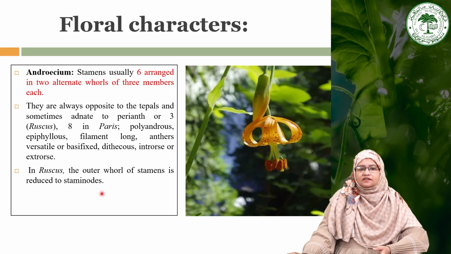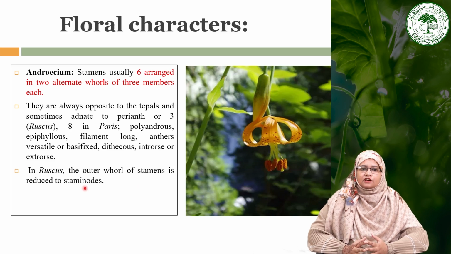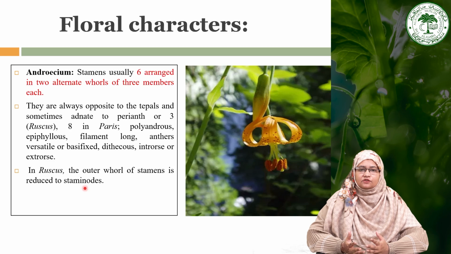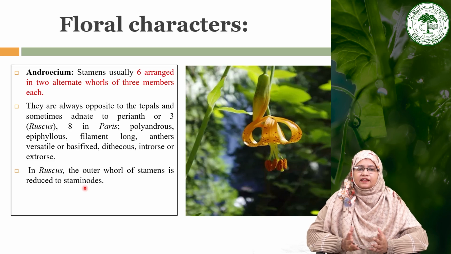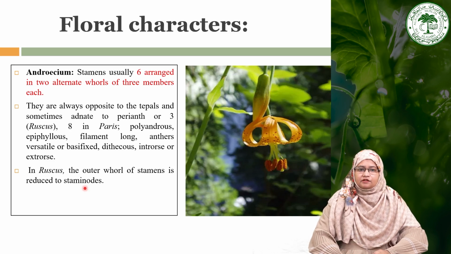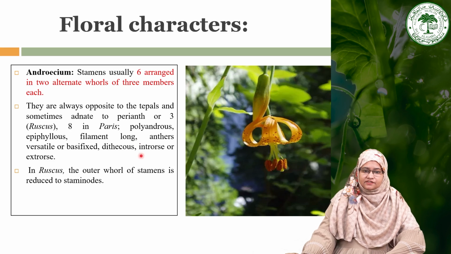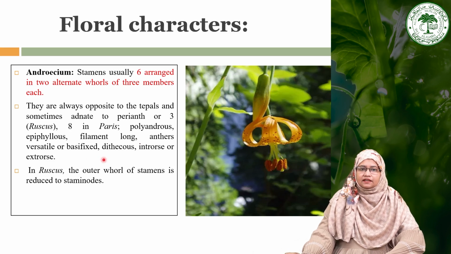As in Ruscus, the outer whorl of the stamens is reduced to staminodes, so they only have 3 fertile stamens. Generally they have 6 stamens, arranged in 2 whorls, but sometimes they may vary in number. Like in Ruscus, there are only 3 fertile stamens, and in the case of Paris, they have 8 stamens. They all are polyandrous, epiphyllous with long filaments, and anthers are versatile and basifixed, dithecous.